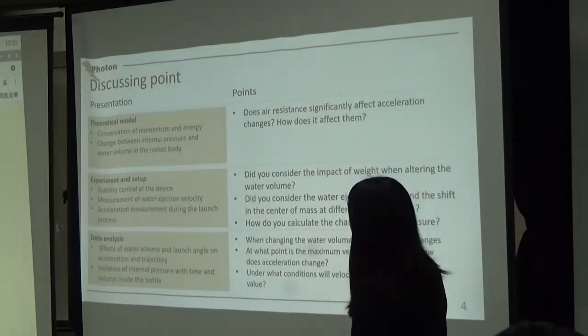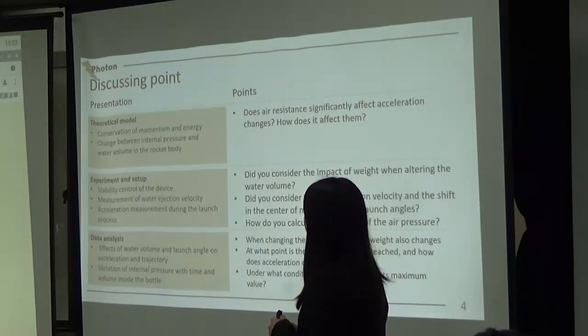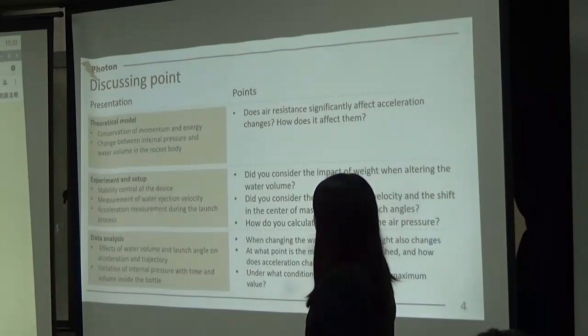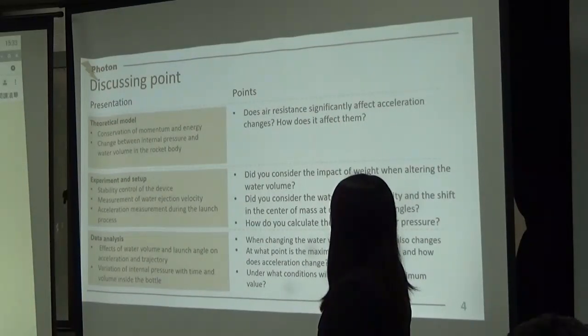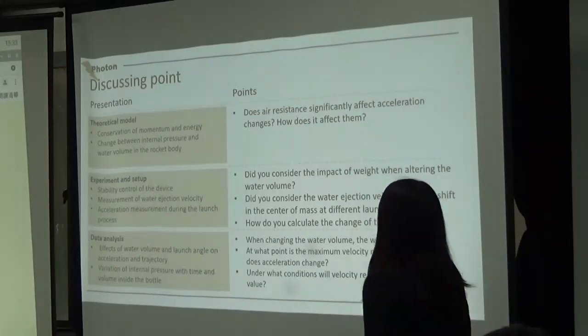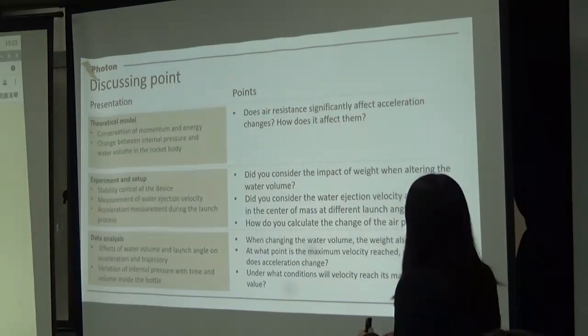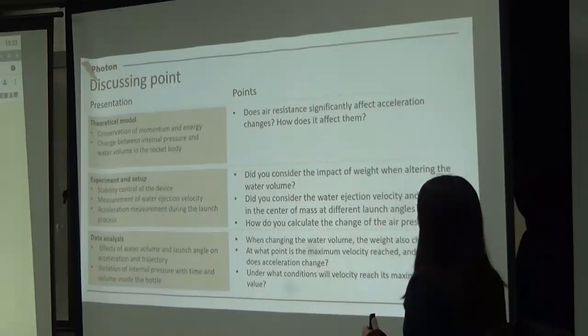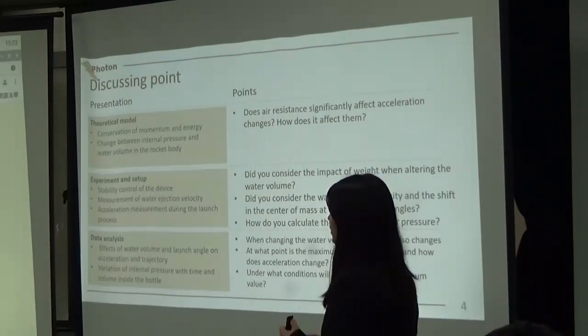About the discussion points, for the presentation, I want to discuss the theoretical model. I want to discuss the conservation of momentum and energy, and the change between the internal pressure and the water volume in the rocket body. I want to discuss whether the air resistance significantly affects the acceleration change, and how does it affect it? And can you really ignore this error in your data?